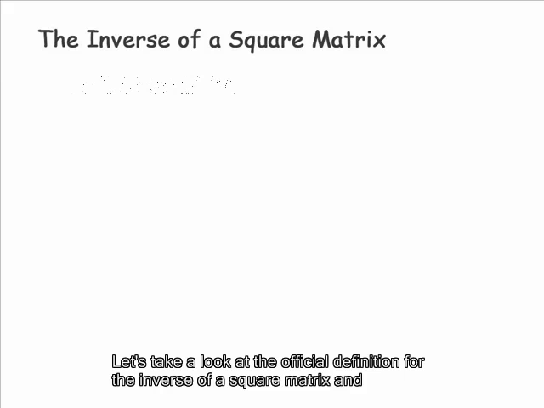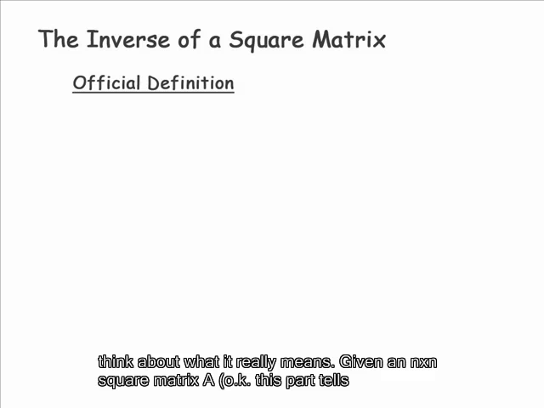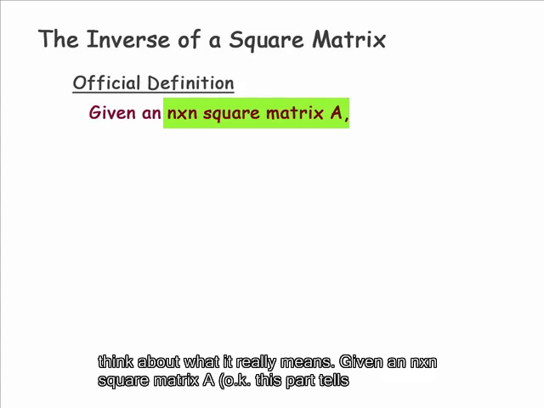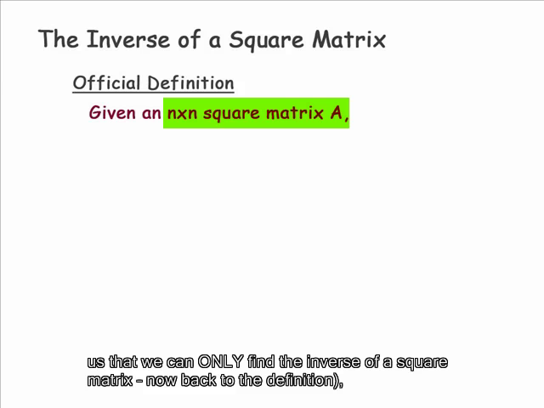Let's take a look at the official definition for the inverse of a square matrix and think about what it really means. Given an n by n square matrix, A, this part tells us that we can only find the inverse of a square matrix. Now back to the definition.